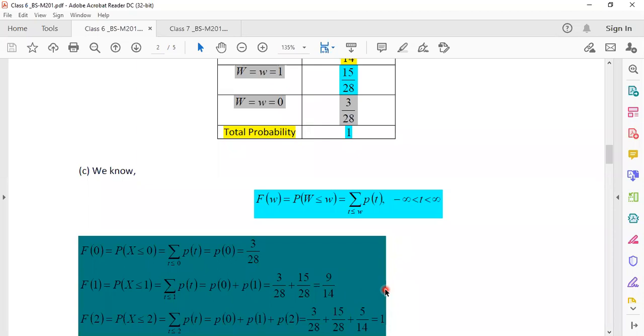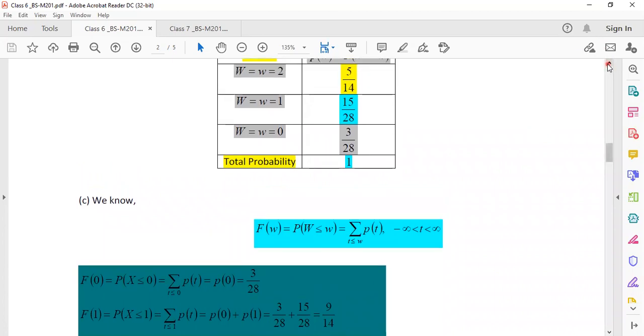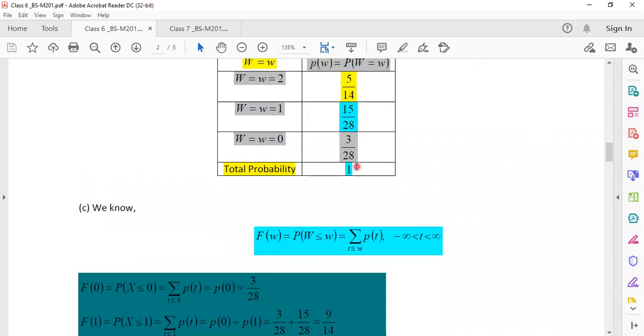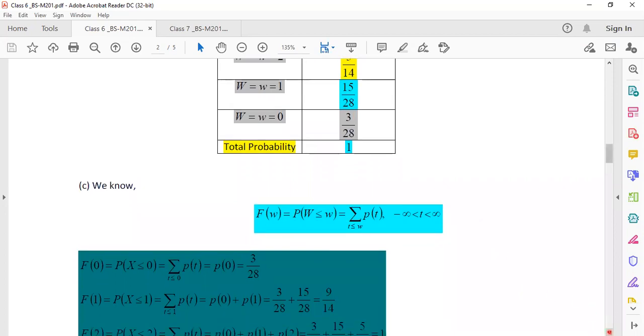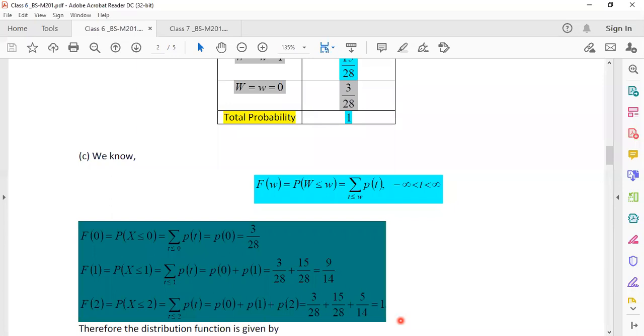And lastly, we try to find the distribution function at the point 2, so we are going to substitute 2 in place of W. So we are going to write it as the probability of X less than or equal to 2. Now t can take only 3 possible discrete, finite values, which are 0, 1, or 2. So that will be p0 plus p1 plus p2. And from the chart, if we take these values together, we will get 5 by 14, 15 by 28, 3 by 28, and the total probability is coming out as 1.